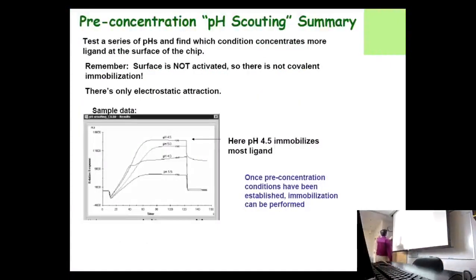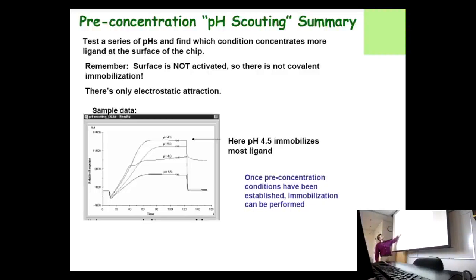But this is what pre-concentration looks like. Basically, you're looking within the injection because that's when the pH is changed. And basically when you test acidic pHs, you want a pH that's acidic but not too acidic because you don't want your protein to be damaged.